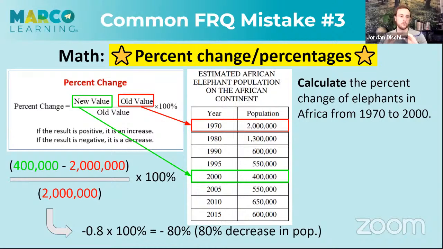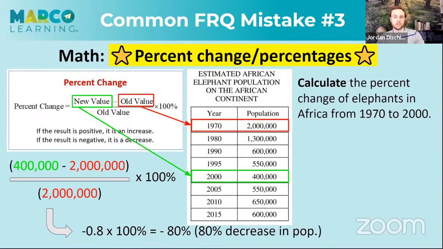So you need to have this formula down. It's the new value minus the old value over the old value. And then you're going to multiply that by 100% to turn that into a percentage. You're going to get a decimal when you do that division problem. So that's really important. You can't forget to multiply by 100. That will express it as a percentage rather than as a decimal.